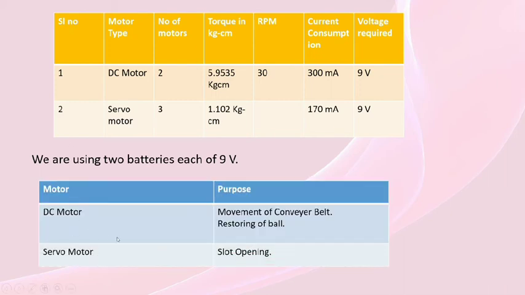We are using one DC motor for movement of the conveyor belt and the other DC motor is used for restoring of the ball, whereas the other 3 servo motors are used for opening and closing of slots.